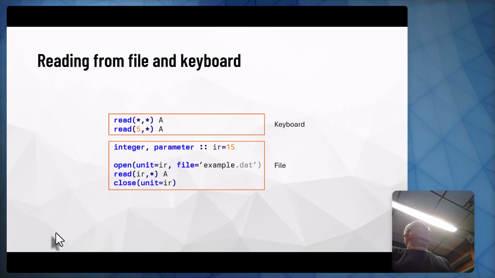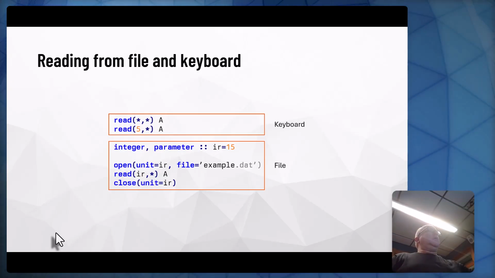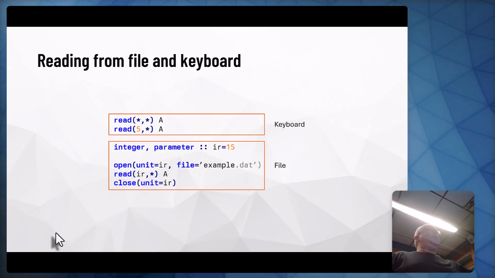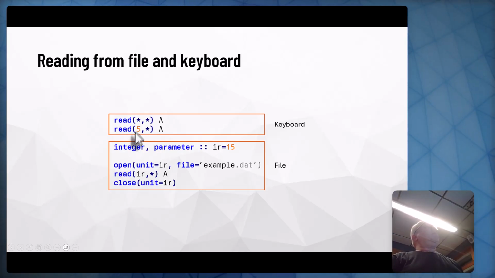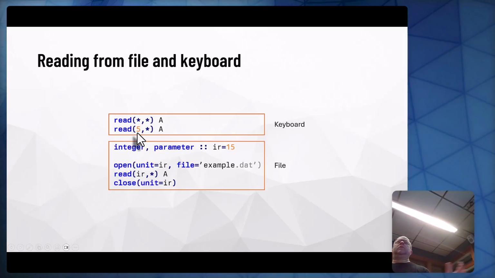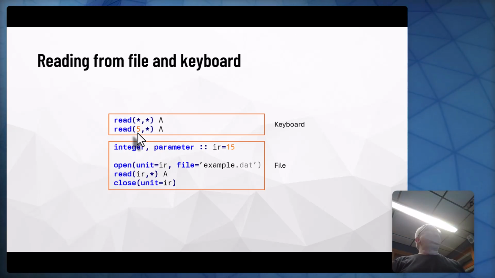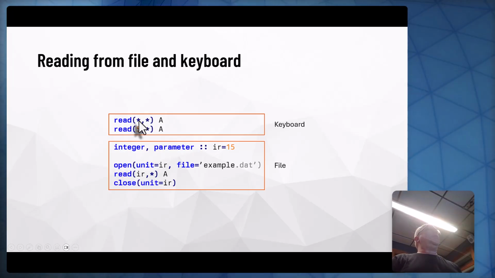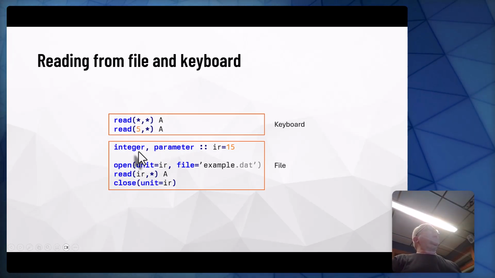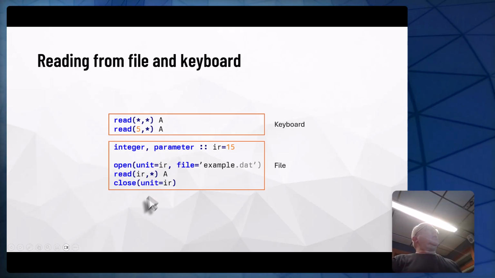Reading from keyboard. There are unit numbers that you need to be aware of that have special meaning. Here, 5 is hard-coded since forever back in time as the keyboard input. And that is equivalent to the star here. If you put that, it will be number 5. And then reading is the same thing here with unit IR instead.